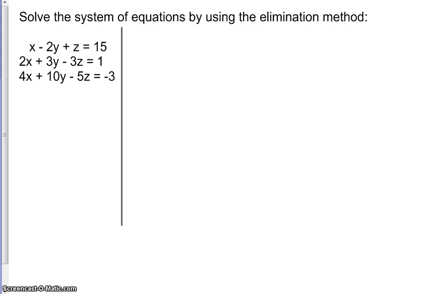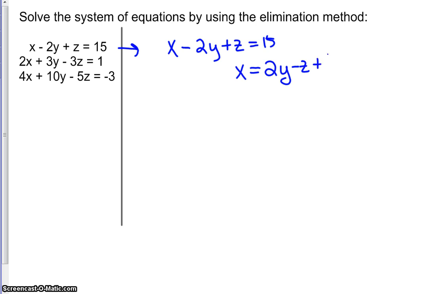From my first equation, what I would probably do here is say, since x minus 2y plus z equals 15, I would solve it for x. X then must equal 2y minus z plus 15. Now for the other two equations, I can plug in this value for x. So let's look at my second equation. 2 times x, 2 times 2y minus z plus 15, and then it was plus 3y minus 3z equals 1.